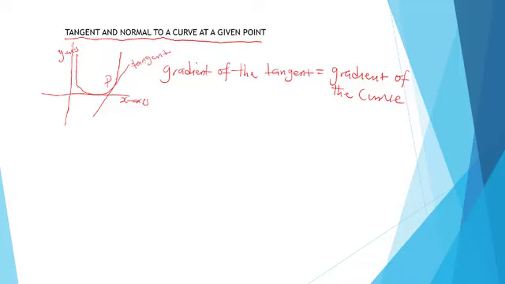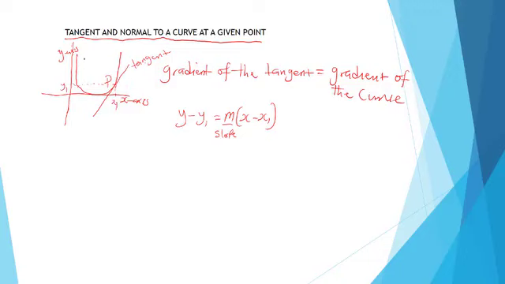An equation of a tangent to a line is given as y minus y1 is equal to m in bracket x minus x1. Now this is the equation where m is the slope, or the gradient of the line, and x1, y1 is a point. So if this is a point on your line, this is your x1 and this becomes y1.